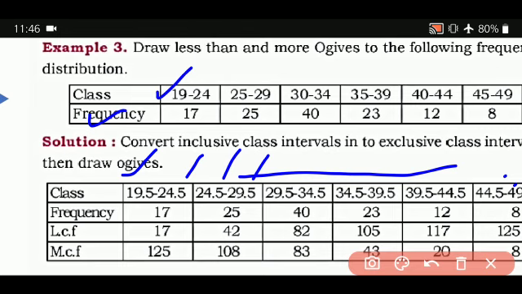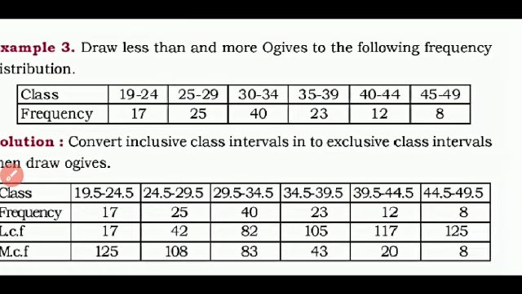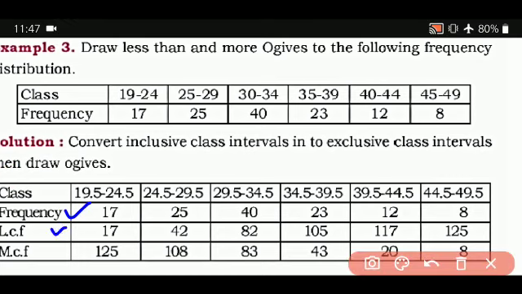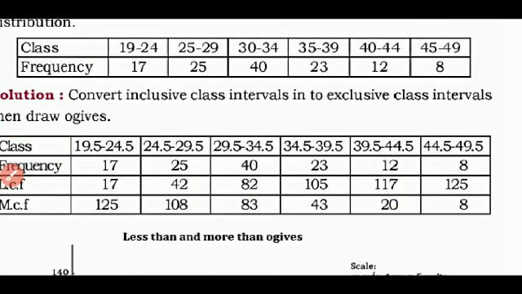Next comes to check the frequency. Is it the normal frequency or is it already given ready-made in less than cumulative or more than? If so, then you have to find the frequencies and then do it. In this example also everything is given all fine. So for these frequencies you calculate less than. So first value write 17 as it is. 17 plus 25 you get 42. 42 plus 40 you get 82, 82 plus 23 you get 105, 105 plus 12 you get 117, 117 plus 8 you get 125.